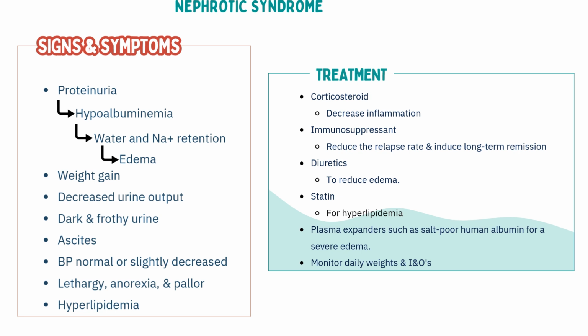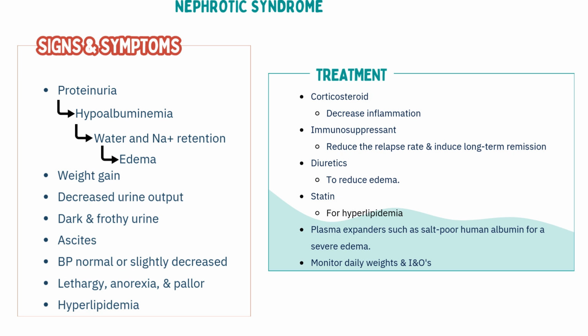Treatment for nephrotic syndrome will include corticosteroids that help with decreasing the inflammation. Immunosuppressants just reduce the relapse rate and induce long-term remission. Diuretics like Lasix can help reduce edema. For hyperlipidemia, we use statins to treat that.